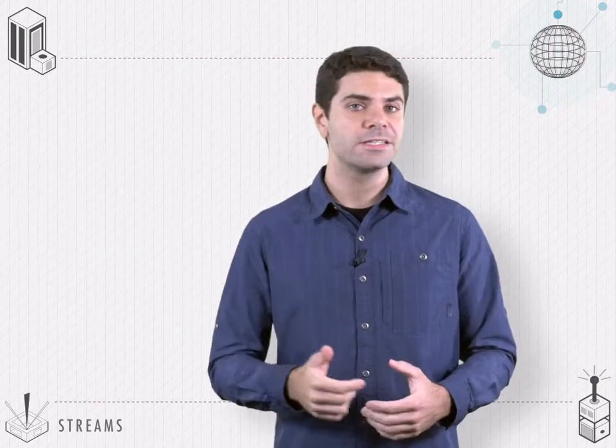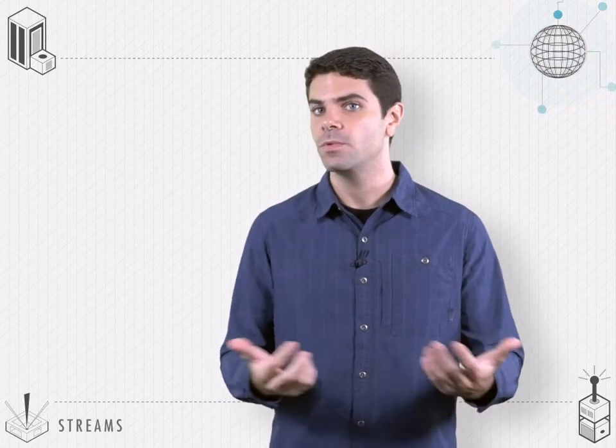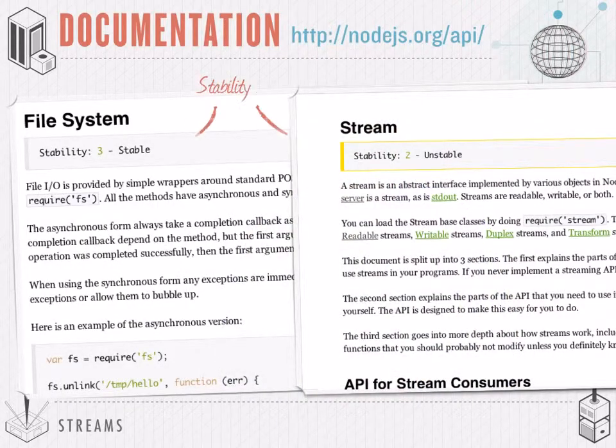Remember that Node itself hasn't reached 1.0 yet, so it's always good to check whether a specific API that we want to use is stable or not, and we can do that looking at the docs. Each core module has a stability score next to it. We can see that the file system module is considered stable with a score of 3. This means that no major changes are expected anytime soon.